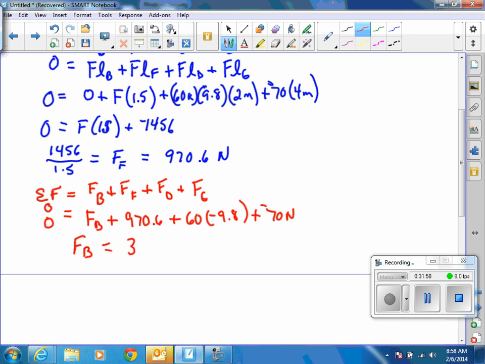So therefore, the force on the beam ends up being 312.6 newtons. All right.